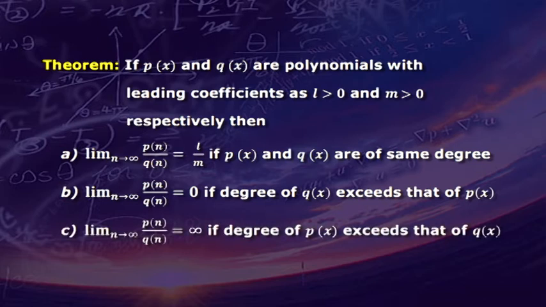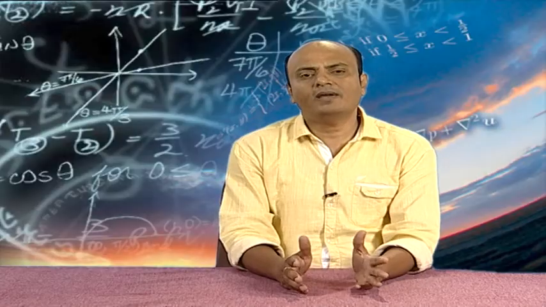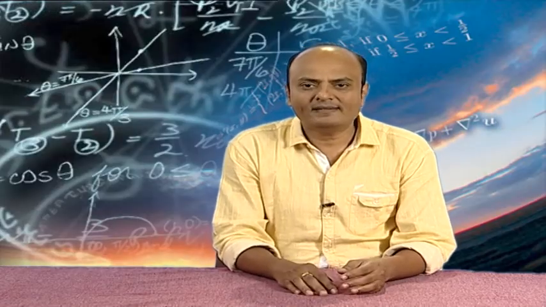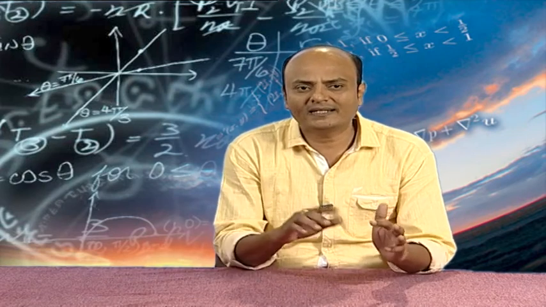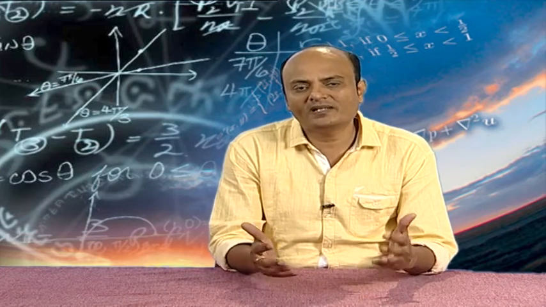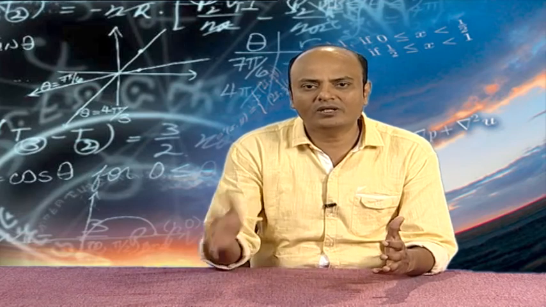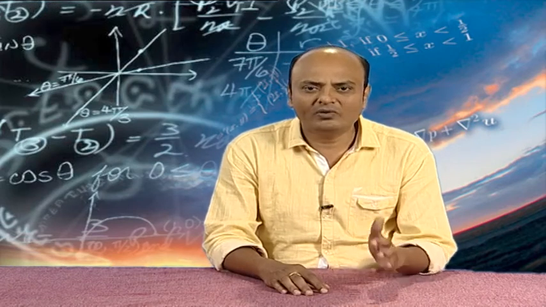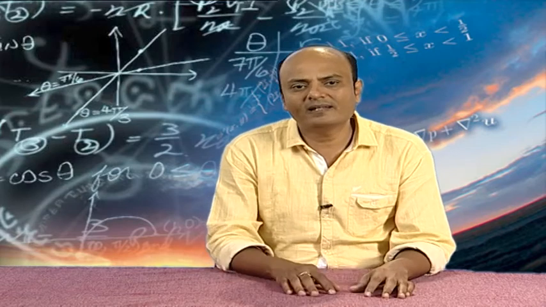The limit of Pn over Qn will be equal to infinity if the degree of Px exceeds that of Qx. In mathematics as well as economics, the sequence (1 + 1/n)^n has a distinguished importance, and hence we need to know its behavior as n tends to infinity. Since this sequence is increasing and bounded, it is convergent and its limit is defined to be the number e.